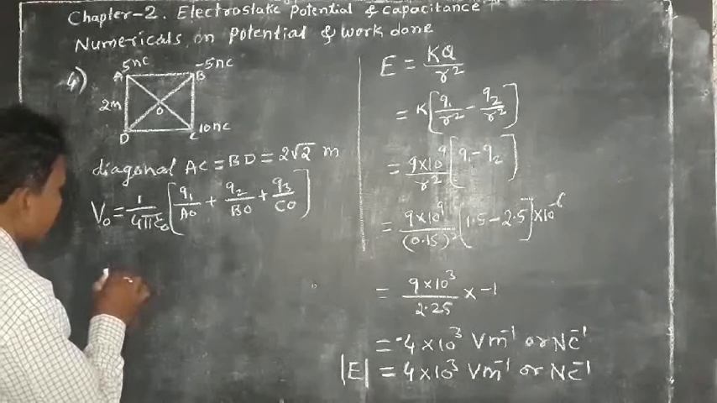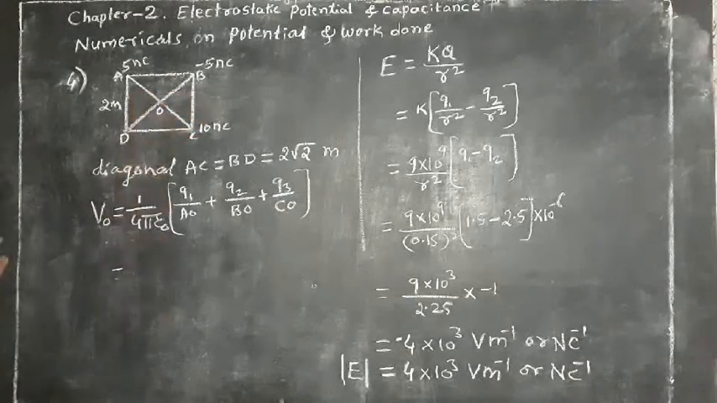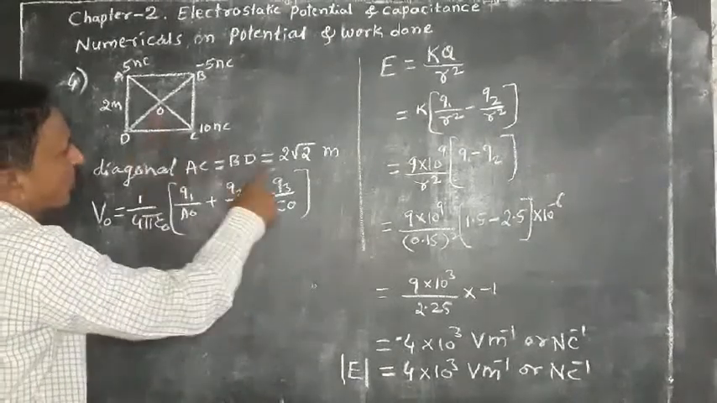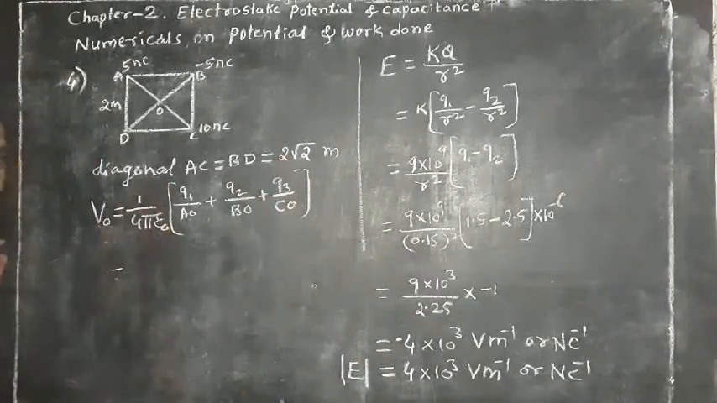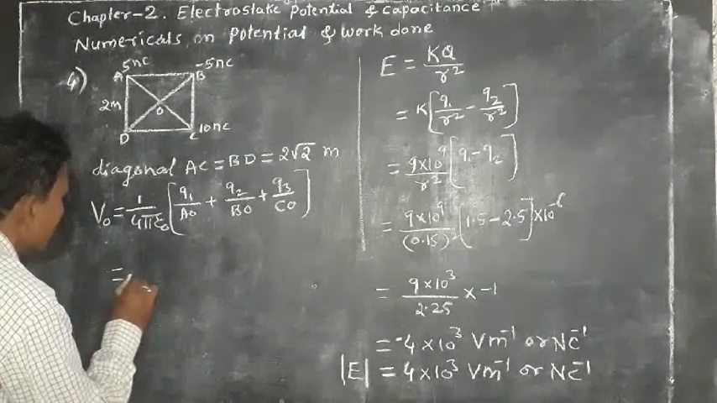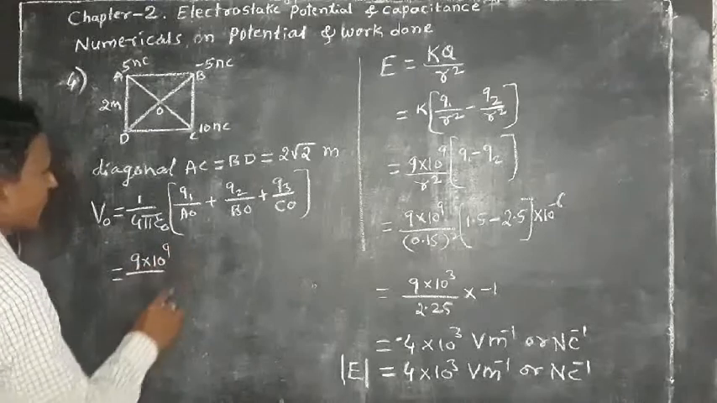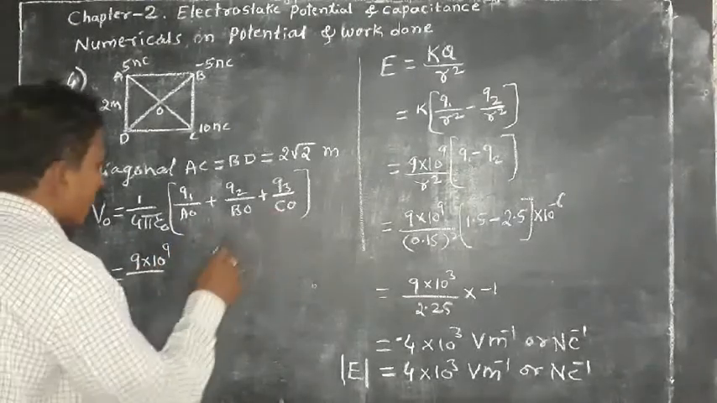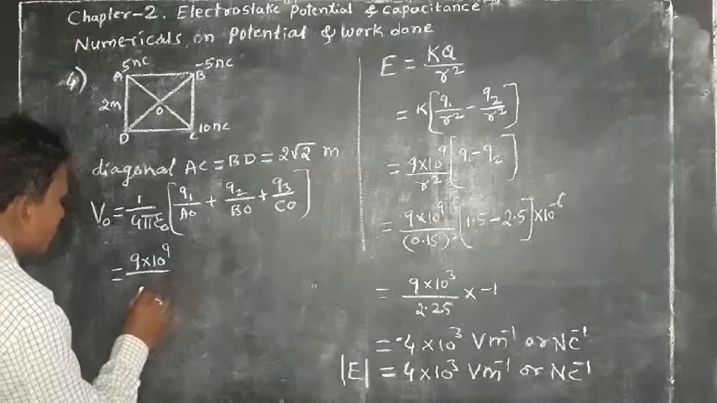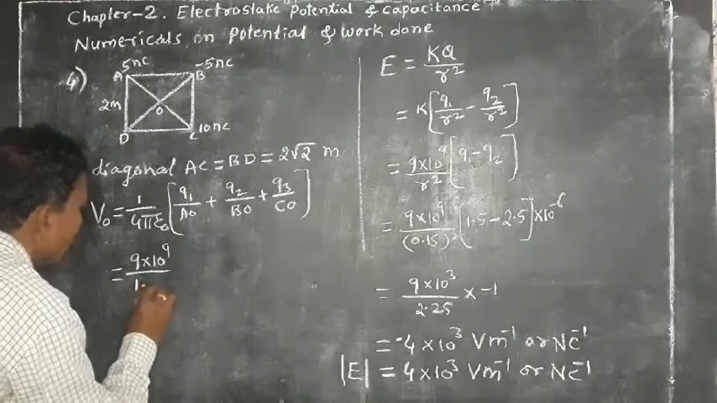Here AO equals BO equals CO, since O is the midpoint of the square. Hence AO equals BO equals CO equals DO, which is half of BD or AC, that is equal to root 2. And 1 upon 4 pi epsilon naught is equal to 9 into 10 to the power 9. Here all these are constant and can be taken as common. AO is root 2, and root 2 equals 1.414.